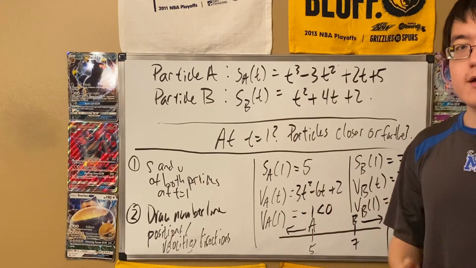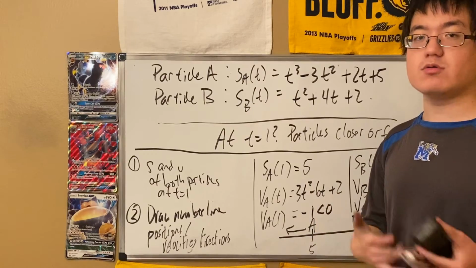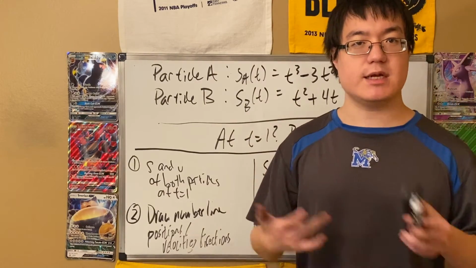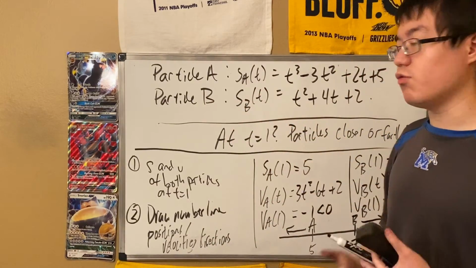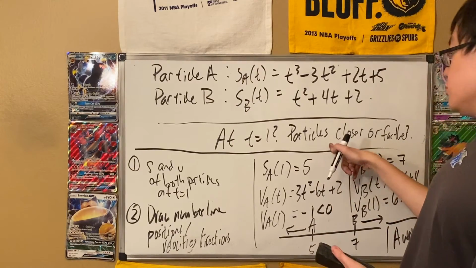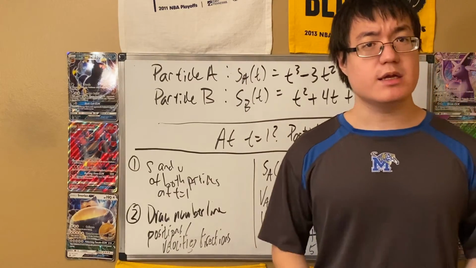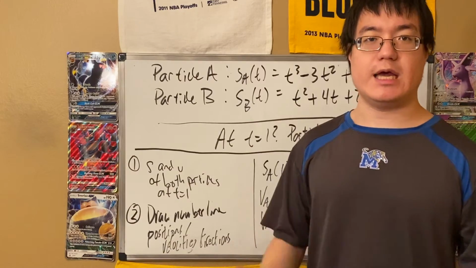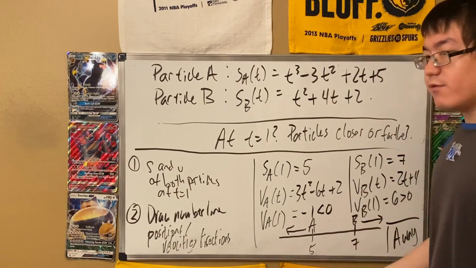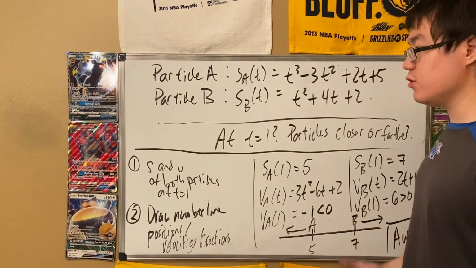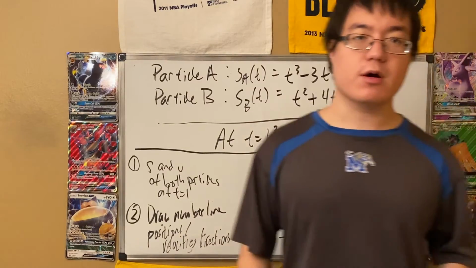So sort of like with speeding up, slowing down, where you don't just need velocity, you need velocity and acceleration. For moving closer or farther from each other, you need both position and velocity. But that really concludes our video. Hopefully you have a great overview on particle motion.